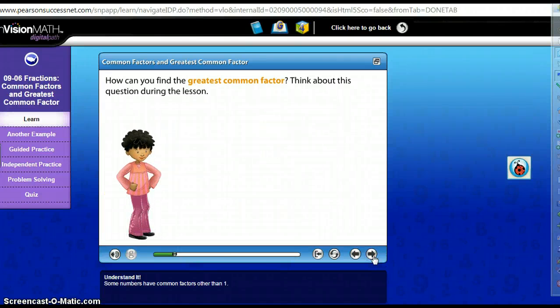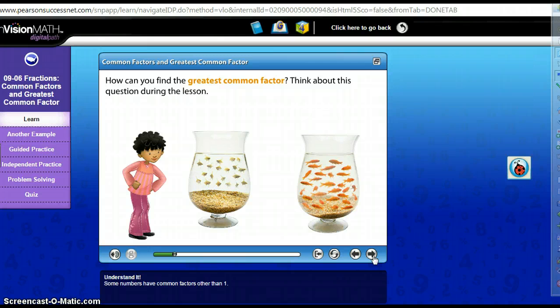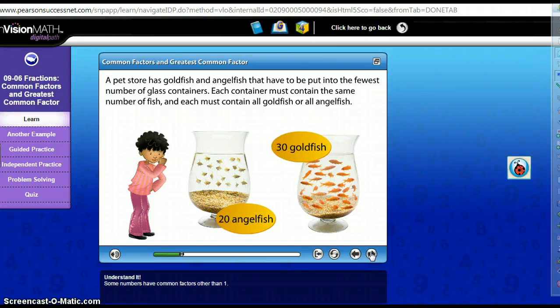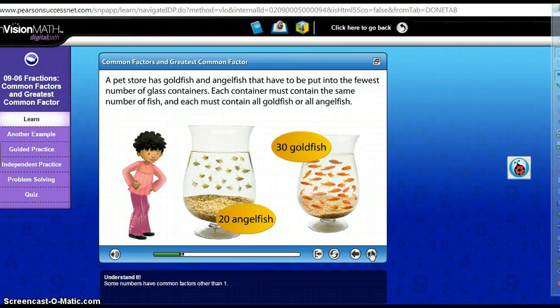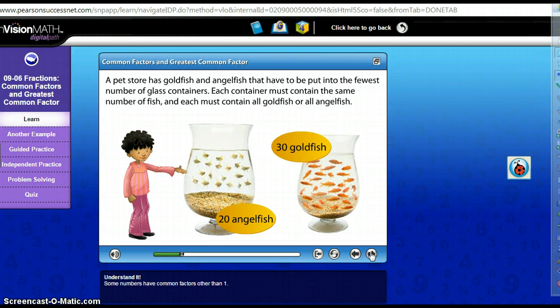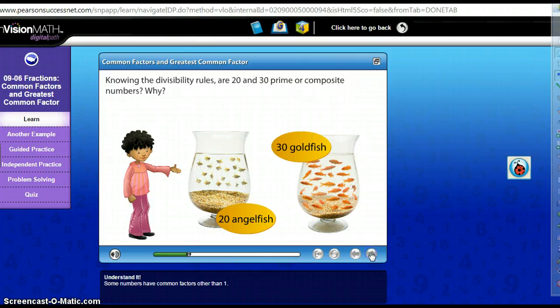How can you find the greatest common factor? Think about this question during the lesson. A pet store has goldfish and angelfish that have to be put into the fewest number of glass containers. Each container must contain the same number of fish, and each must contain all goldfish or all angelfish.